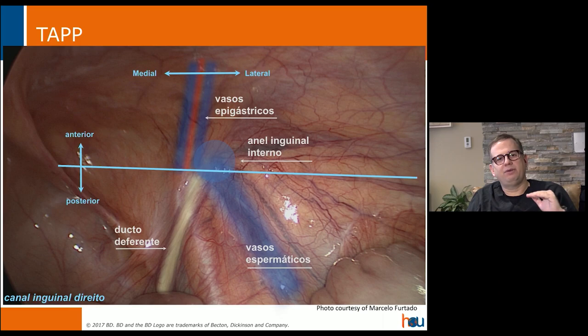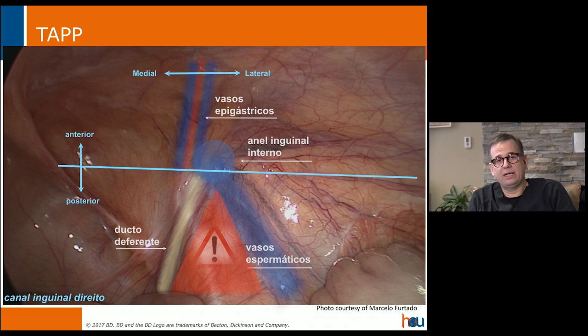This division for me is very important because everything that can put you in big trouble usually is posterior. You have the bladder, you have the intestines, you have the vas deferens, you have the spermatic vessels, you have the external iliac vessels. So everything that can put you and your patient for sure in danger is posterior. The only thing anterior that can give you trouble are the epigastric vessels, but that will be just a ligation and solve your problem. So pay attention every time you are dissecting something posterior and have this in mind that you can get in trouble.